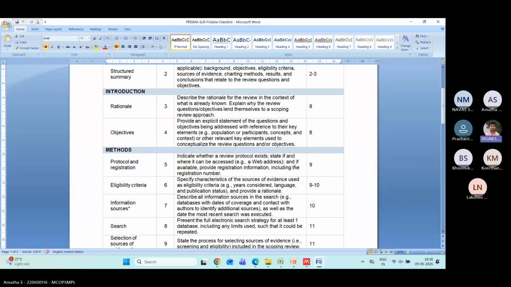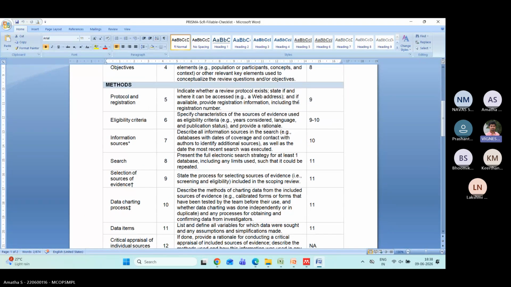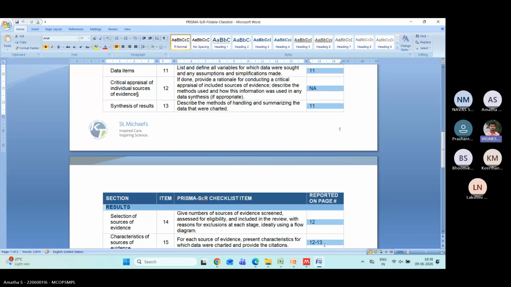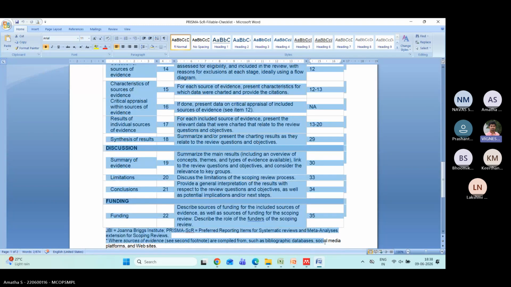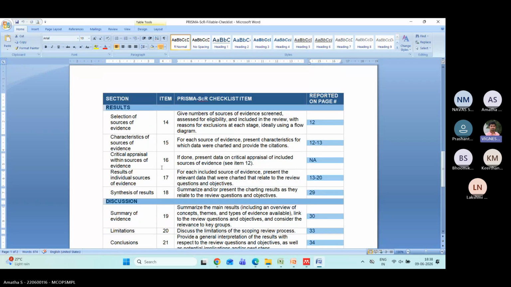It is not necessary that you register the protocol for a scoping review. For a systematic review, it is mandatory. Then eligibility criteria, information. If you have done all that, if your column is full or almost full, then the checklist is fulfilled. Now, if you are looking at critical appraisal within the sources of evidence, I have not done that.